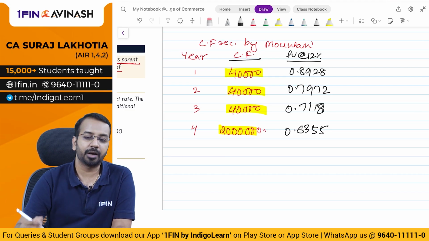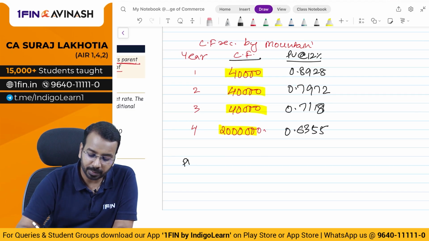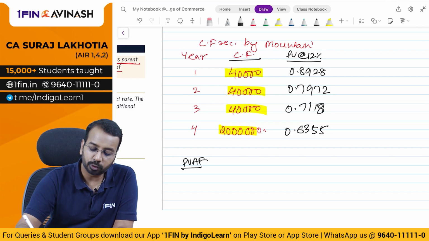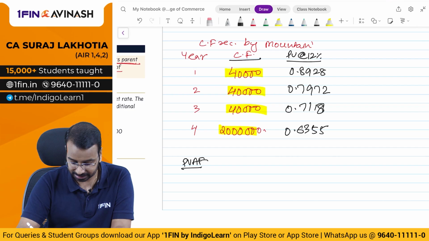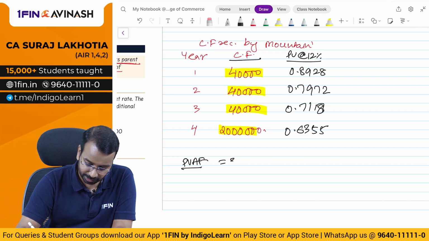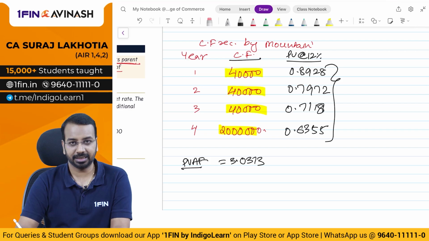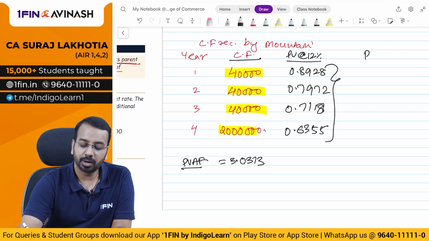These are individual year present value. There is something called present value annuity factor. If I total all of this, grand total, I get 3.0373, the total of all of this. Okay. Now, what is the present value?